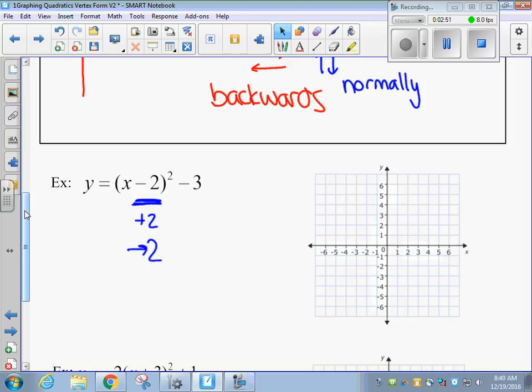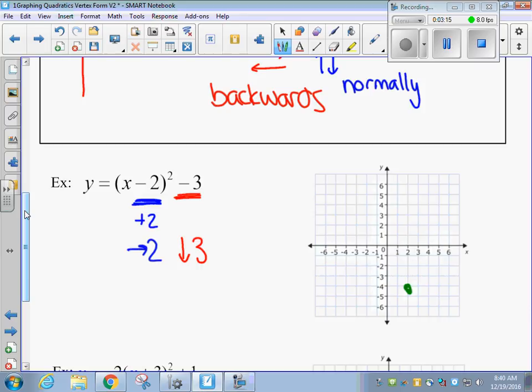Now we're going to look at our y value, -3. -3 is outside, so everything is normal. It goes up and down, so we know this tells us to go down 3. So we now have enough information to graph the center of our parabola. We're going to go to the right 2, down 3. So there's the vertex of our parabola.